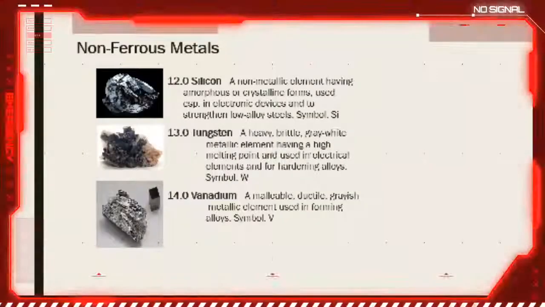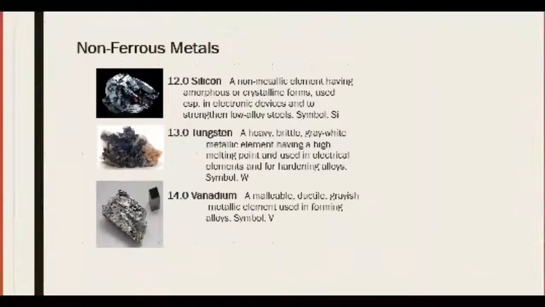Next is silicon, a non-metallic element having amorphous or crystalline forms used especially in electronic devices and to strengthen low alloy steels, the symbol Si. Tungsten, a heavy brittle gray white metallic element having a high melting point and used in electrical elements and for hardening alloys, the symbol W. Vanadium, a malleable ductile grayish metallic element used in forming alloys, the symbol V.